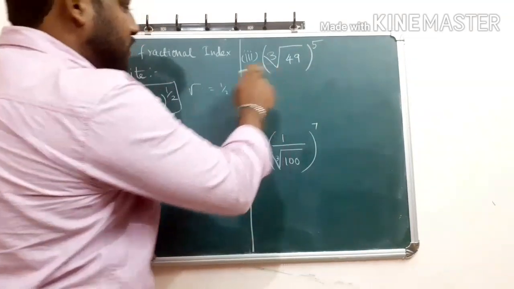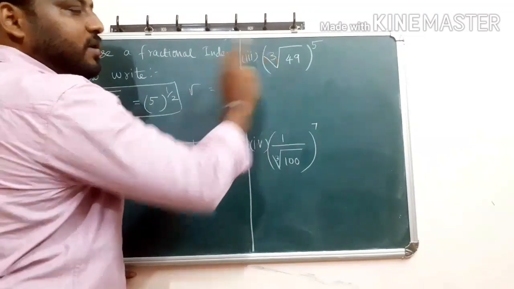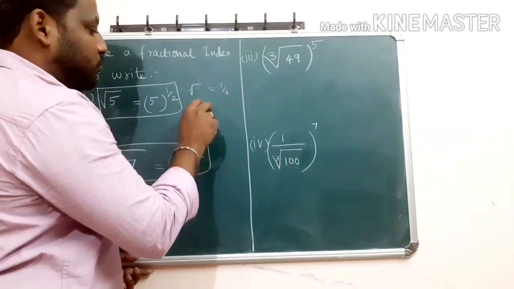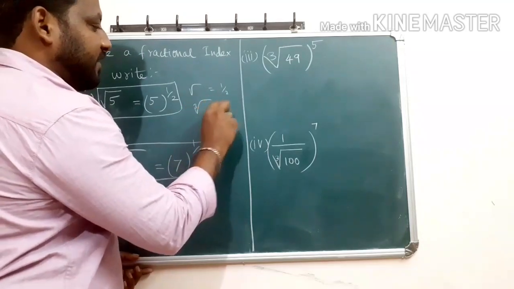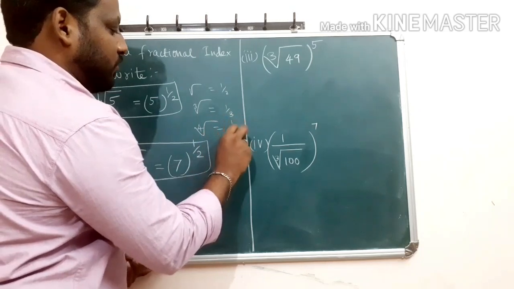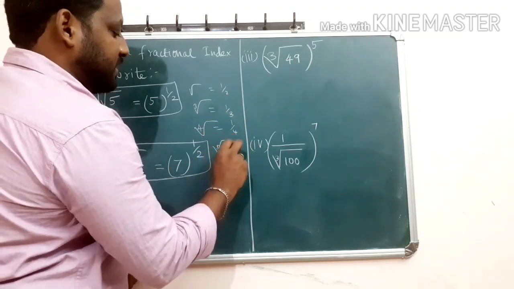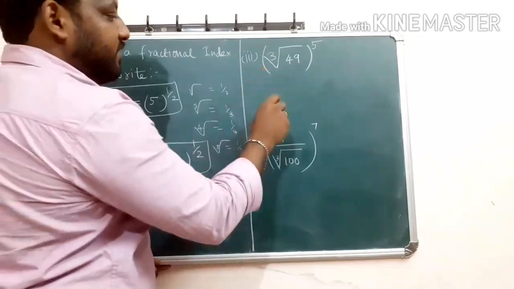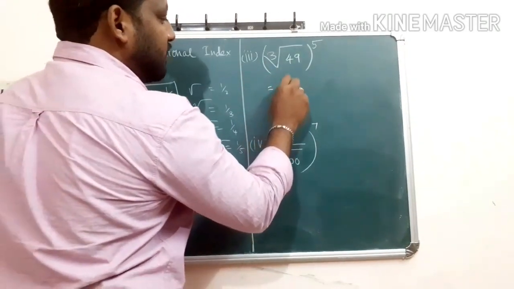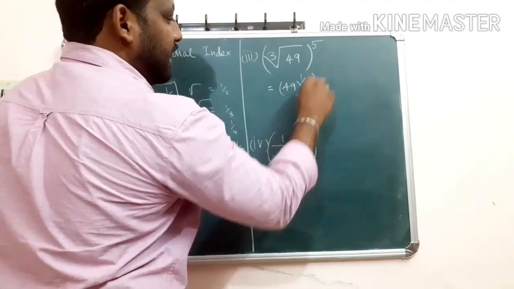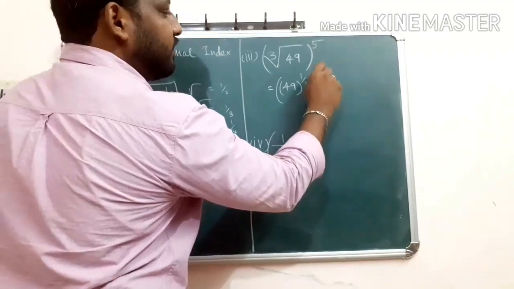Root value I already told you is 1 by 2, but here cubic root is given. If normal root is given, that value is 1 by 2. If cubic root is given, that value is 1 by 3. If fourth root is given, that is 1 by 4. If fifth root is given, that is 1 by 5. Okay, so here cubic root is given, so we have to write 49 the whole power 1 by 3, and again the whole power 5.